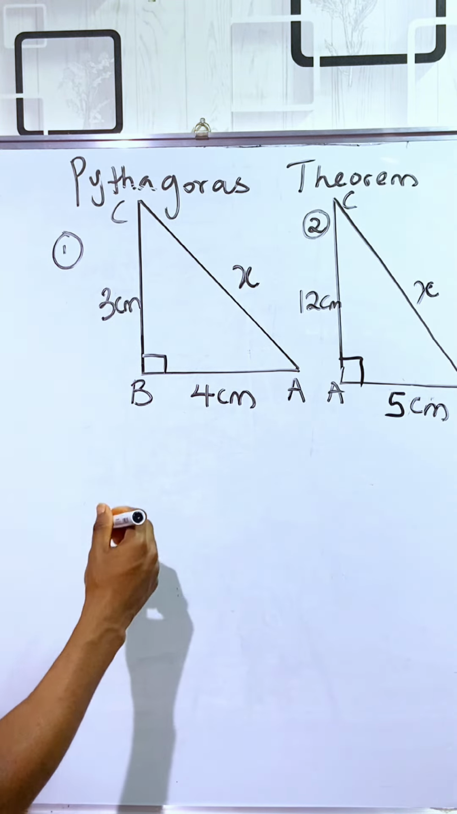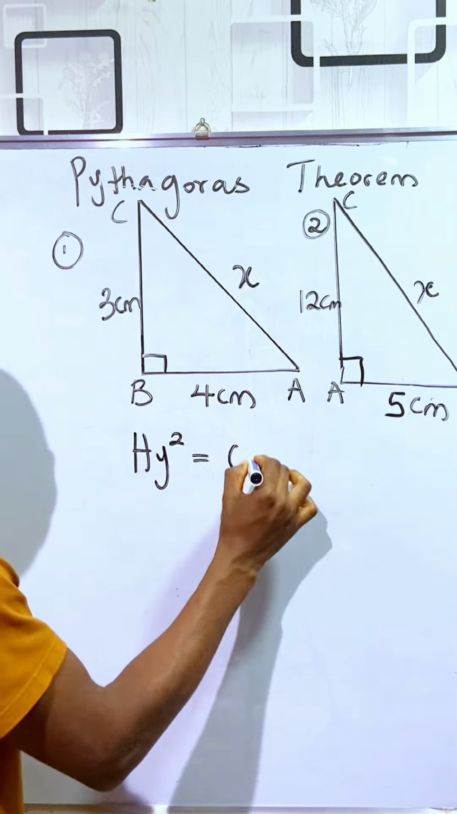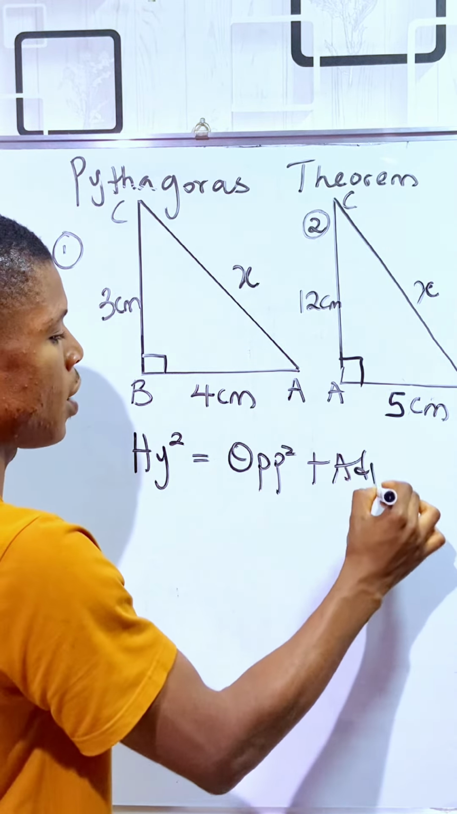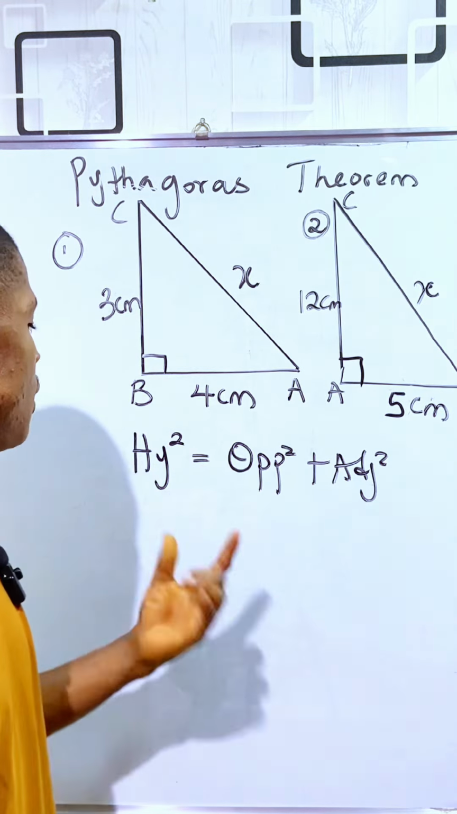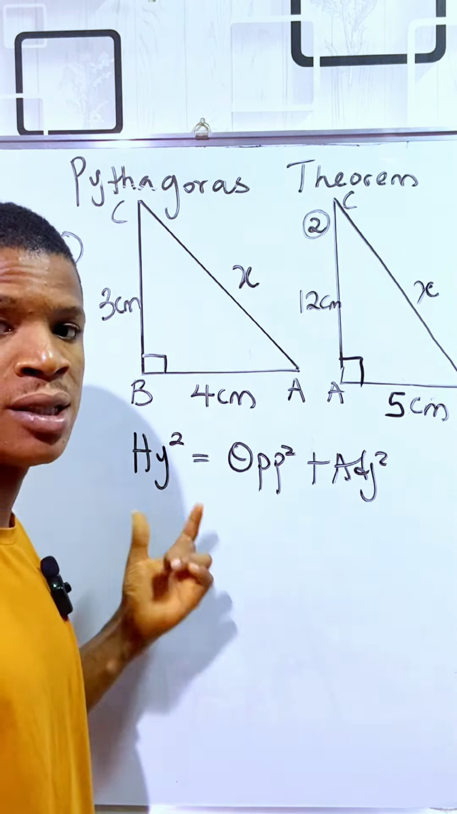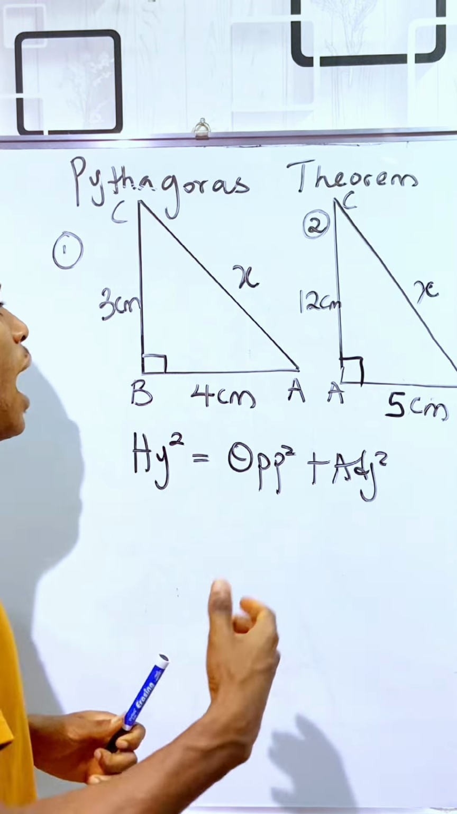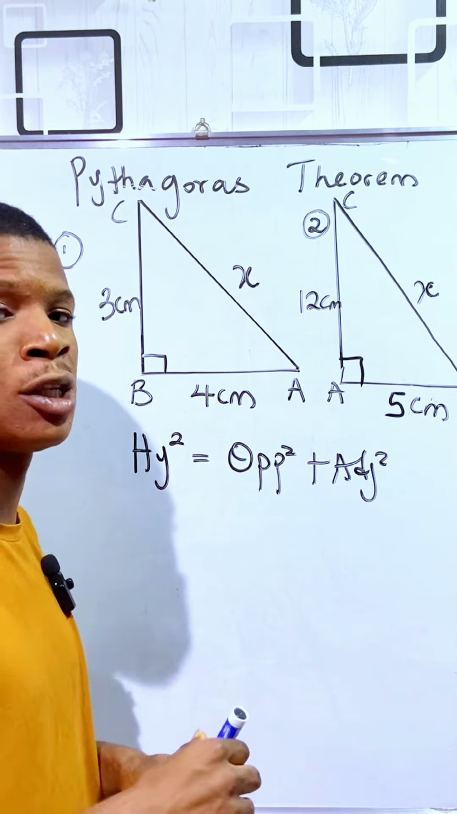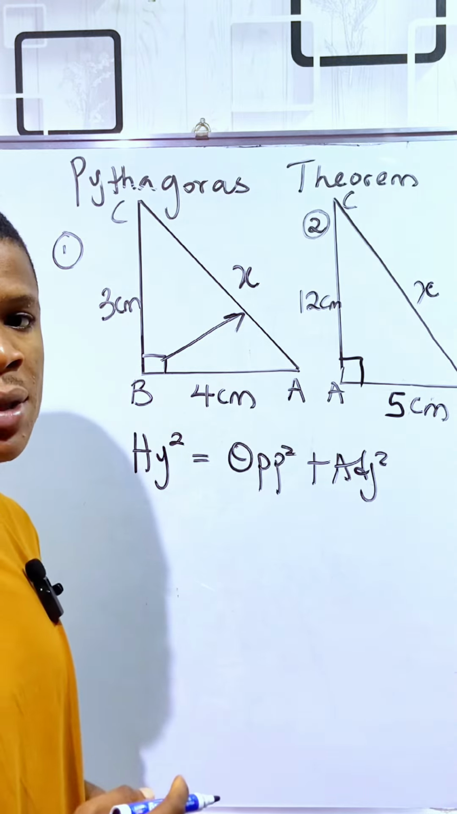Recall that Pythagoras rule says that hypotenuse squared is equal to opposite squared plus adjacent squared whenever we have a right angle triangle. The hypotenuse is always the longest side in the right angled triangle, and it is always facing the angle 90 degrees or the right angle. So this is the hypotenuse.